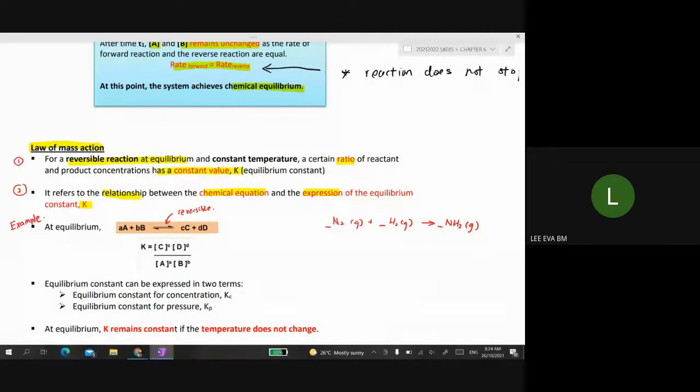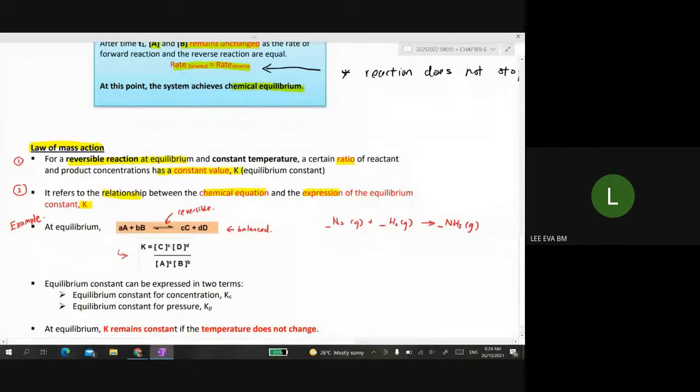So to explain the law of mass action, to describe it, we want to write the expression of this K. Then you will see down at the bottom here, we have one expression. All of this expression depends on the balanced chemical equation, so we have to make sure this one is balanced.